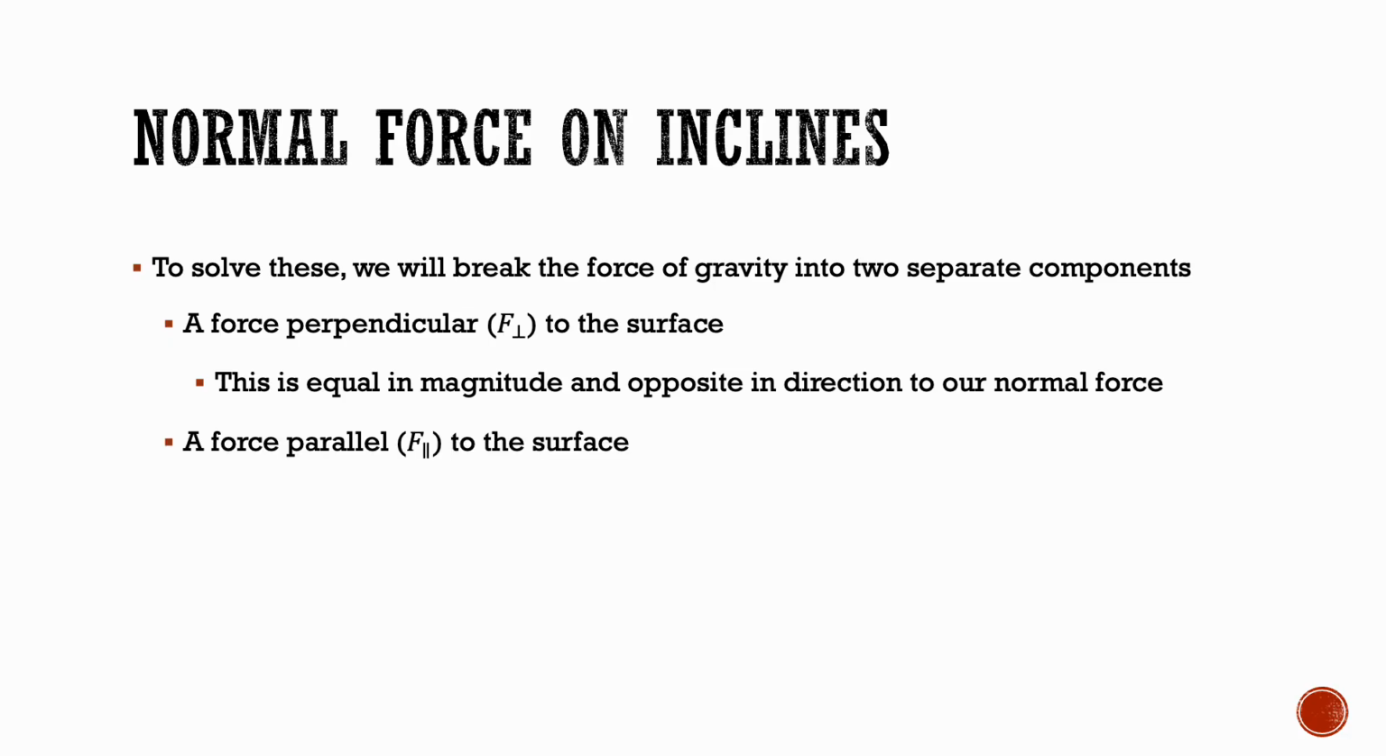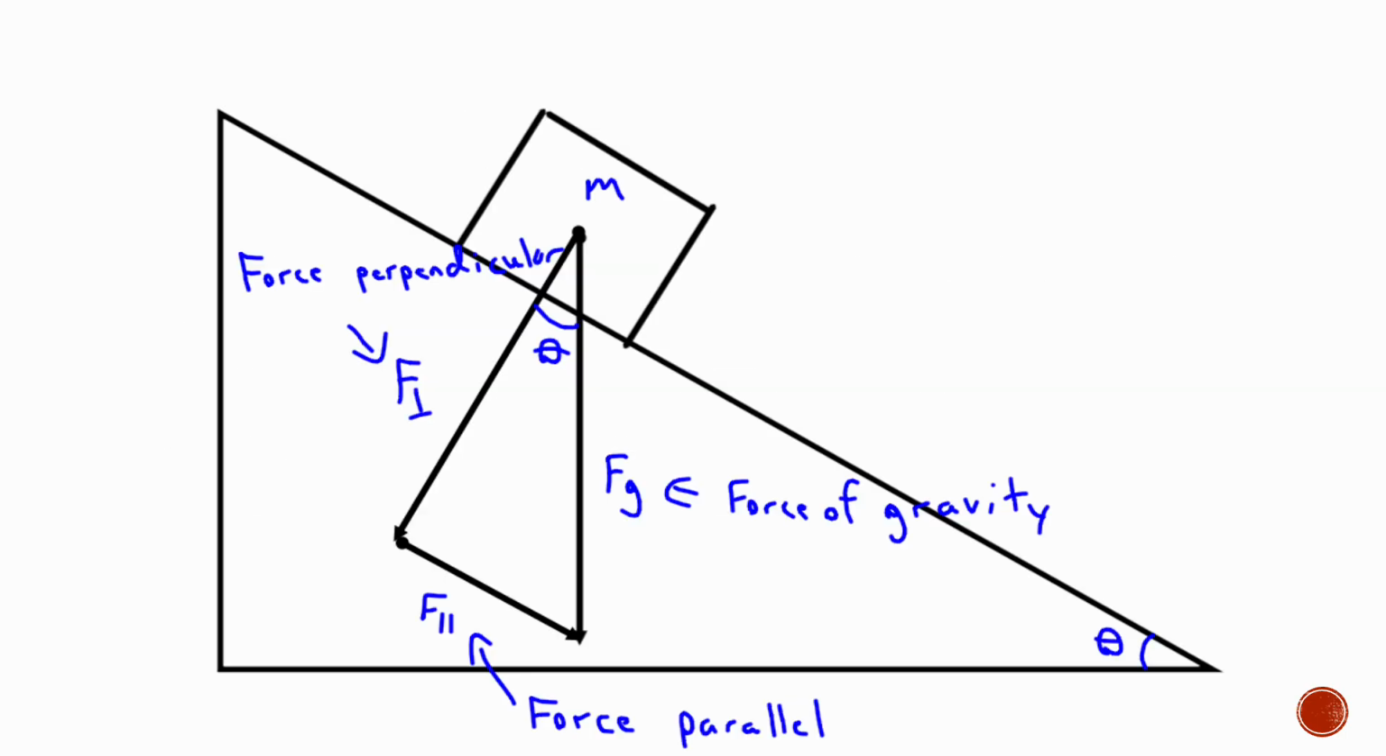We have a force parallel, for which I use the subscript of two parallel lines, and that's parallel to our surface. This is the force that pushes our object down our inclined plane. Now I have all of this drawn out on the next slide. We can see this is our inclined plane with our box of mass m sitting on it, and we have a vector going straight down from it, which is our force of gravity.